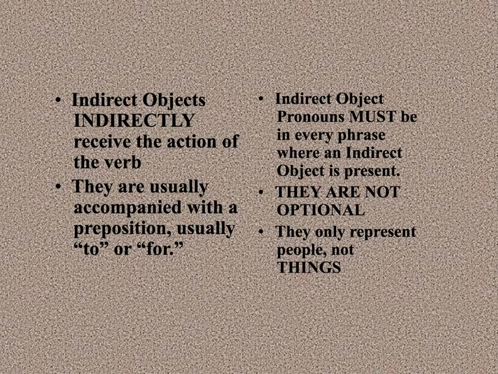The thing about Spanish is that indirect object pronouns must be in every phrase where an indirect object is actually present. That's going to seem weird to you. You're going to say, well, if I already have the phrase for Maria, para Maria, in my sentence, why do I need the for her? That's just the way Spanish works. These are not going to be optional. These are the pronouns that we use with gustar. And importantly, they only represent people, not things. So remember, with direct objects, you could have it or him or whatever, but with this, it's only for people. Okay?